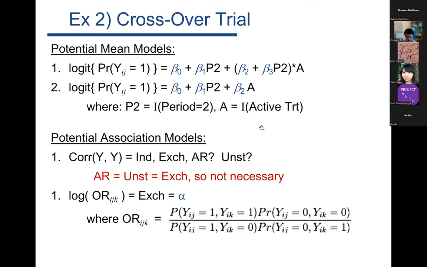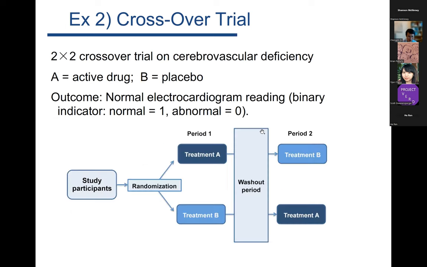Because of this design, everybody has two time points. The outcome is the response, the ECG score, 0 or 1. And then what covariates do you have? The two most important covariates are, one, which treatment you get, and two, which time period, period one versus two. So we try to put both treatment and period into the model.